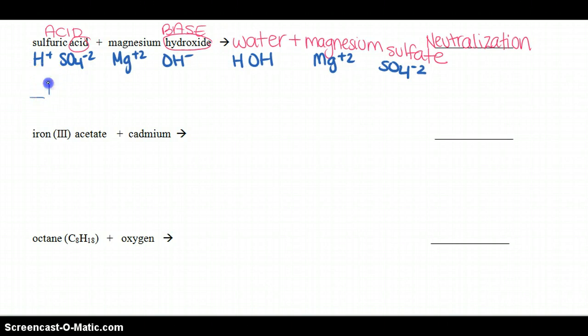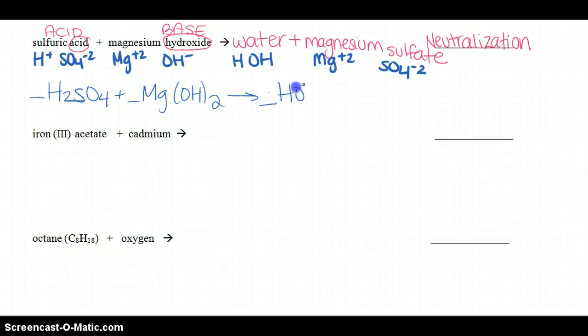So we write our formulas, H2SO4, magnesium hydroxide, water, and magnesium sulfate.